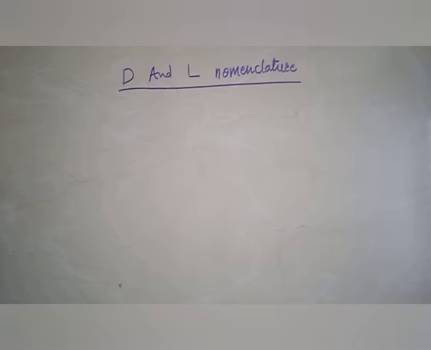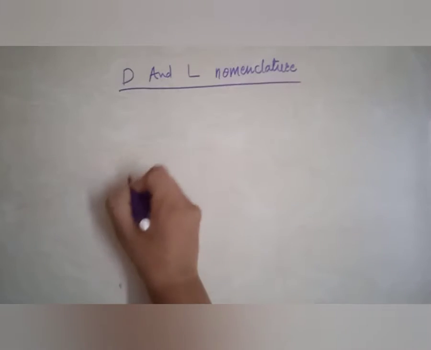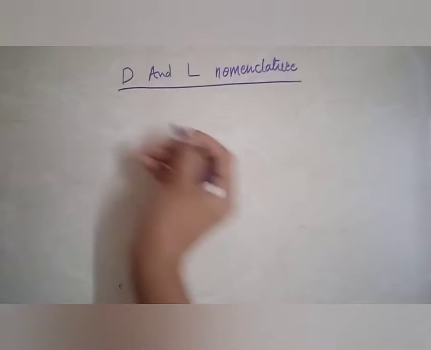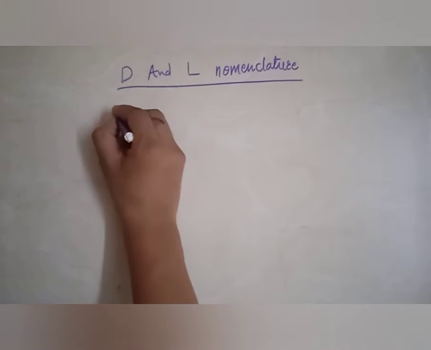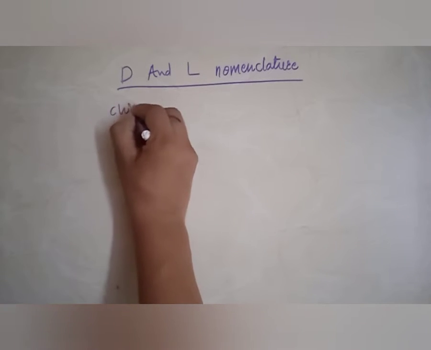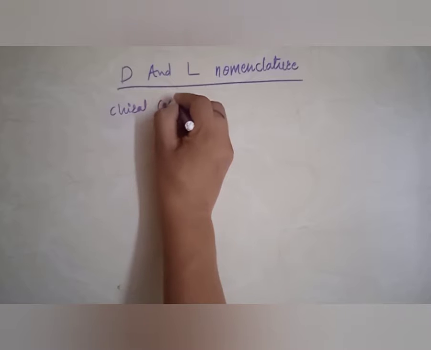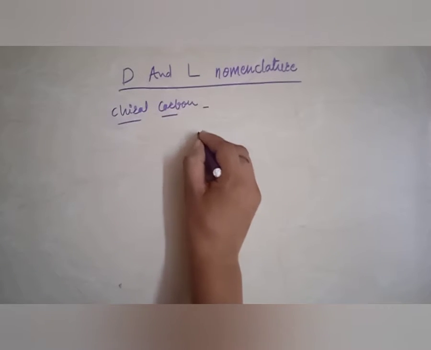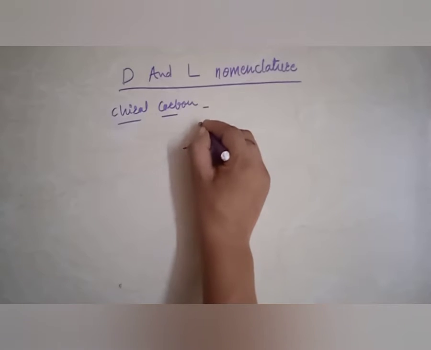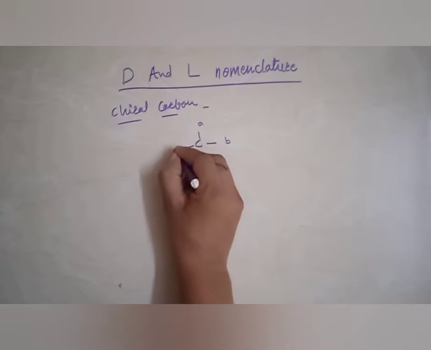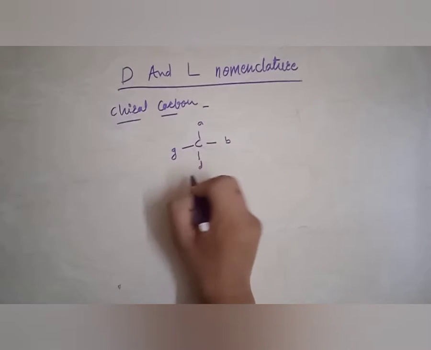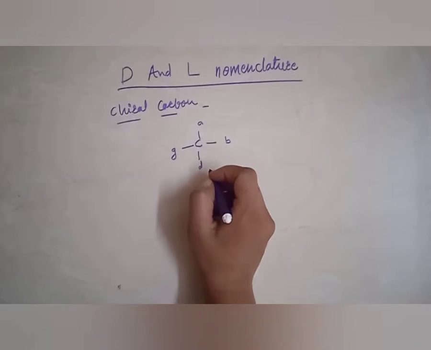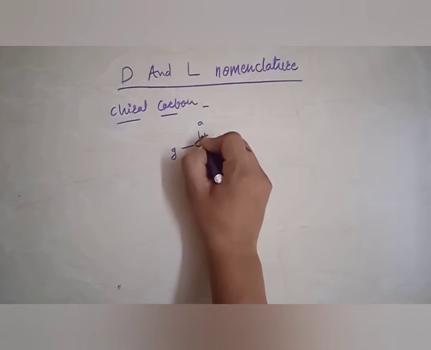Today we are going to learn D and L nomenclature. This is based on a chiral carbon. The definition of a chiral carbon is the carbon having four different groups attached. Look at this carbon. This attachment has four different groups: A, B, D and G. So this carbon is called a chiral carbon.